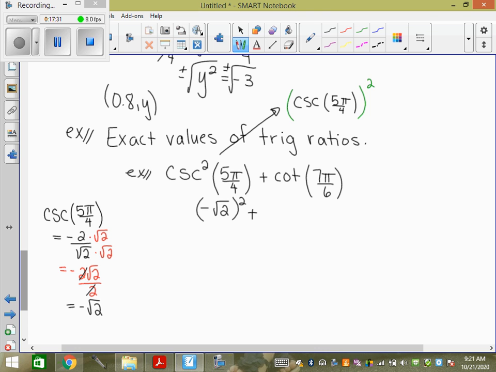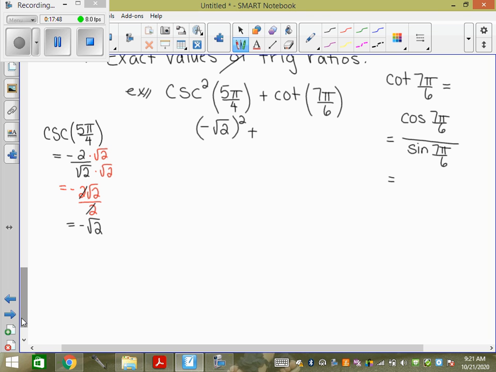Then we go plus cotan of 7 pi over 6. So I'm going to do that over here. Cotan of 7 pi over 6 equals cos of 7 pi over 6 divided by sine of 7 pi over 6, which equals, what's cos of 7 pi over 6? After your circle, what do you get? Yeah, negative root 3 over 2. And then it would be stacked, but I don't write it stacked. And then what's sine? Negative 1 over 2. We get negative root 3 over 2 times 2 over negative 1. And then I get negative root 3 over negative 1, which is root 3.